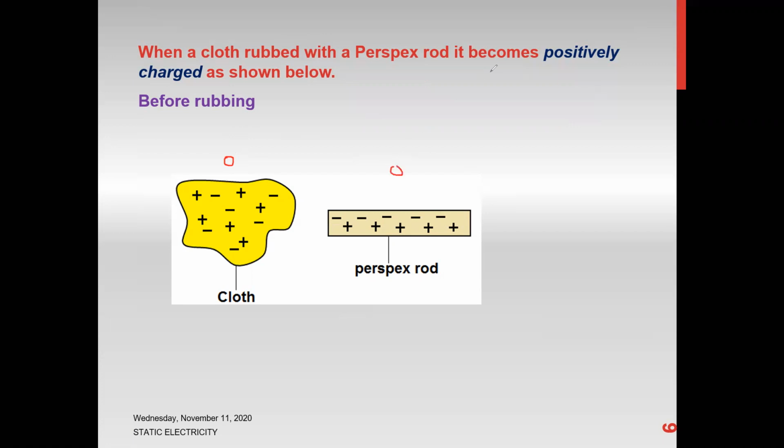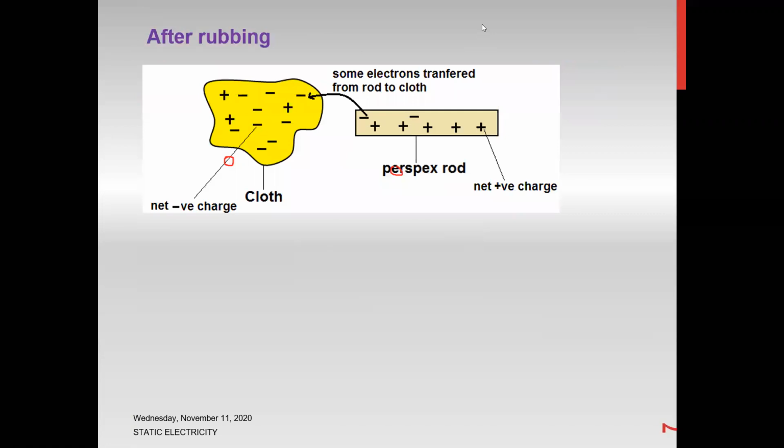What is the net charge on the glass rod? Zero. But when you rub them together, some of the electrons jump. Why do they jump? Because when you rub them together, it produces heat. And heat is a form of energy which is absorbed by the electrons. And the material in which electrons are weakly bonded will lose electrons. That's why electrons jump from one material to another.